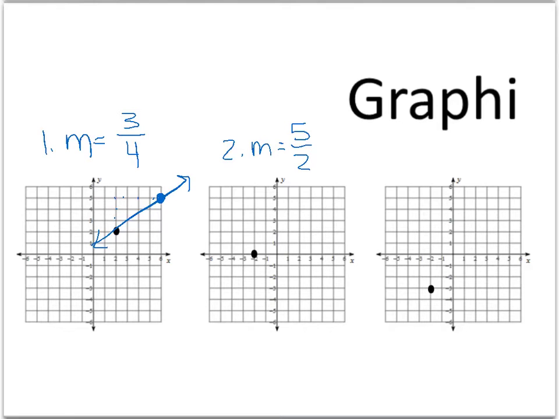Number 2, our slope is 5 over 2. So we need to do what? What's our first step? Doug. You have to rise 5. Right. 1, 2, 3, 4, 5. And then from there? You have to go 2 to the right. Very good. 1, 2. Make a point.